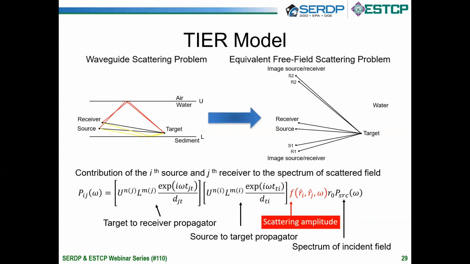The equation I'm showing at the bottom, the takeaway message is that you have a propagation component from going from the source to the target. You have a component propagating from the target to the receiver, and you have a scattering amplitude. The scattering amplitude includes all the information about the target itself, its material properties and its geometry. And that's important for driving the TIR model.